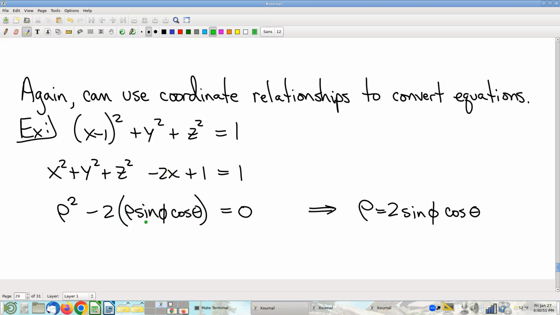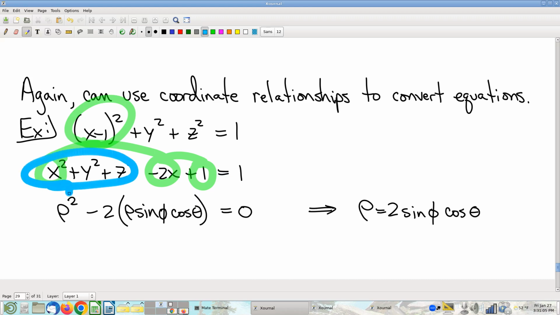But you can also save yourself some trouble by expanding out a square before you start plugging in, because if you expand it out, you might be able to notice, oh, look, this is rho squared, and now you just saved yourself some trig, dealing with trig identities, et cetera. So time saver, error avoider, right? Nice trick.